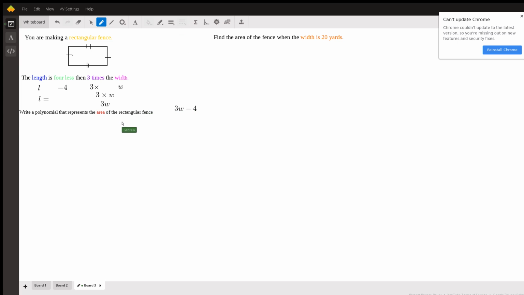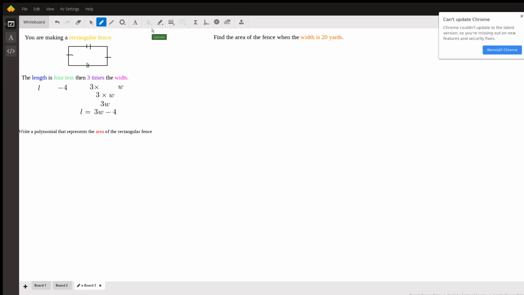Let's slide this down. So again, L equals 3W minus 4. We just rewrote that sentence using a mathematical representation. Now let's get into part 1 of the question. It says write a polynomial that represents the area of the rectangular fence.